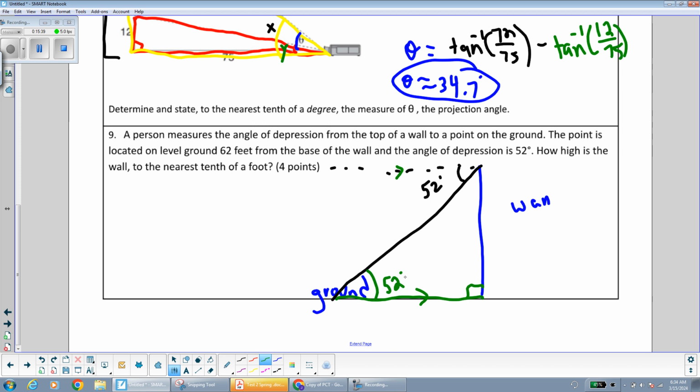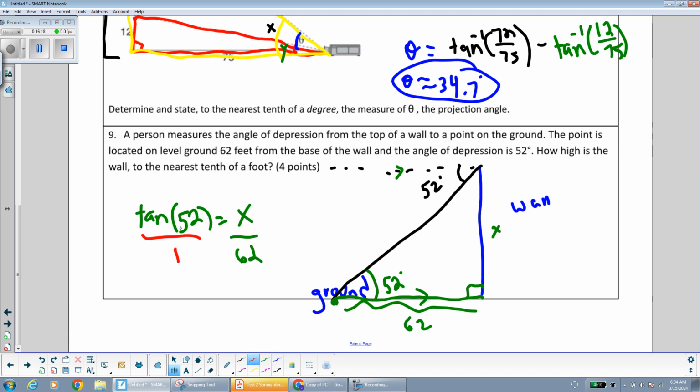So now we have an angle inside our right triangle. We're looking for how high the wall is, and the point on the ground that the person's looking down at was 62 feet from the base of the wall. So that's right here, from the base of the wall to the point on the ground. So from our focus angle, we have opposite and adjacent, so that's going to be tangent. So tangent of the 52-degree angle is equal to opposite over adjacent.